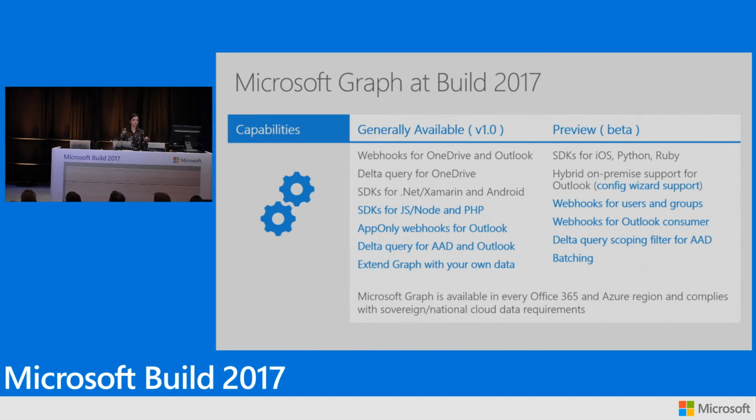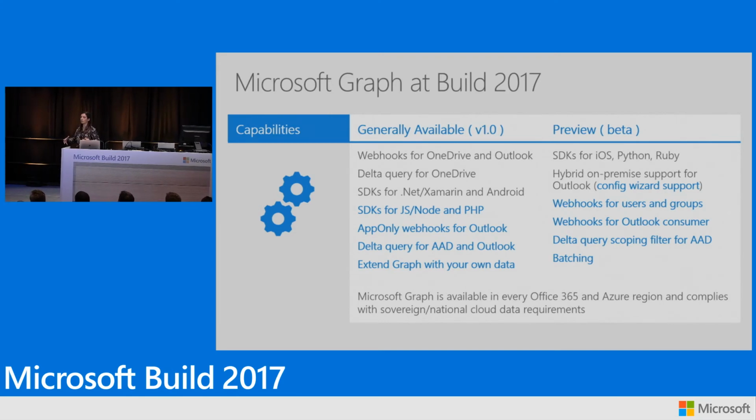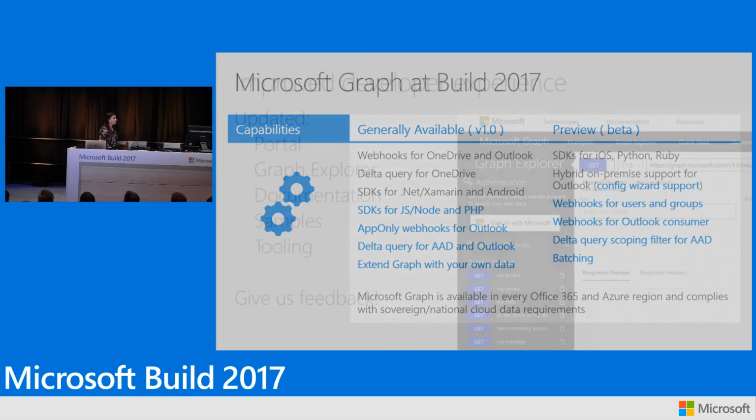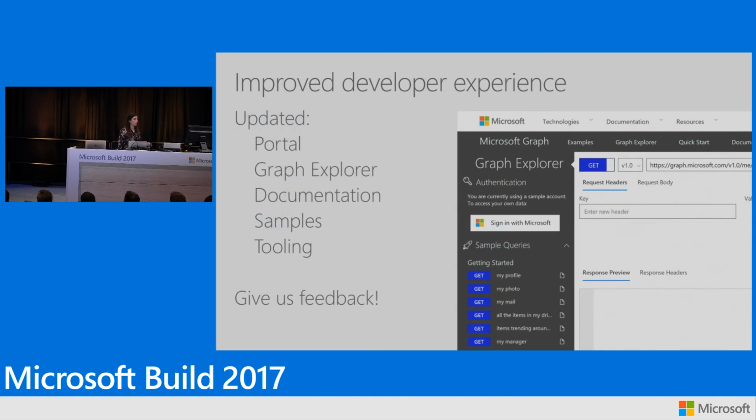And now it's worth noting that Microsoft Graph is available in every single place where we have Office 365, and that it complies with sovereign and national requirements. So for example, if you're building an app, that same app can work for a customer that is in Germany, for which we have a sovereign cloud deployment, or in China. We have an improved developer experience with the things that I showed you.